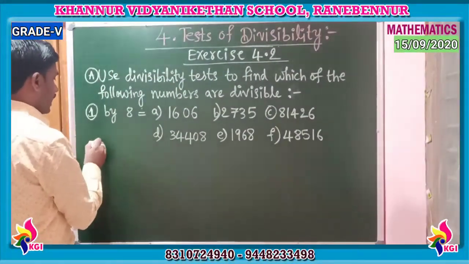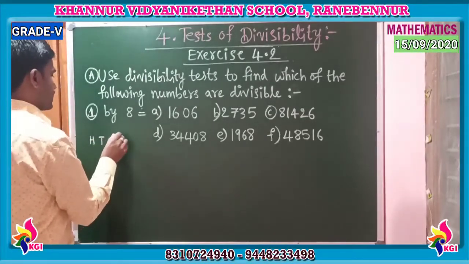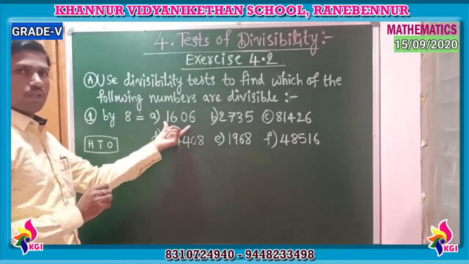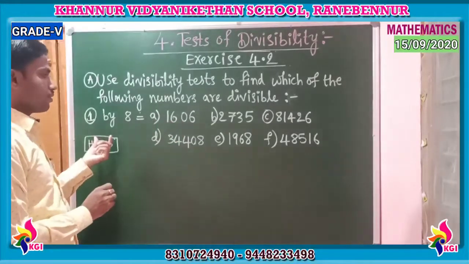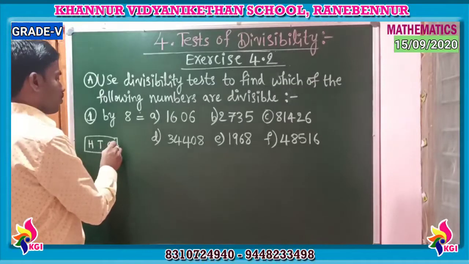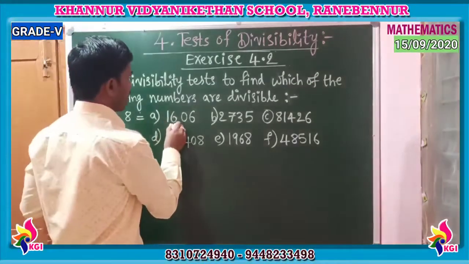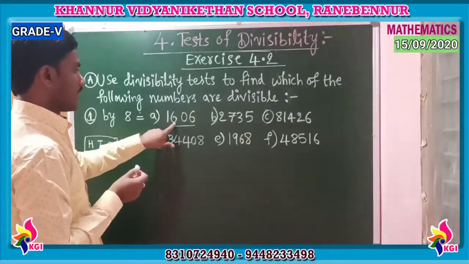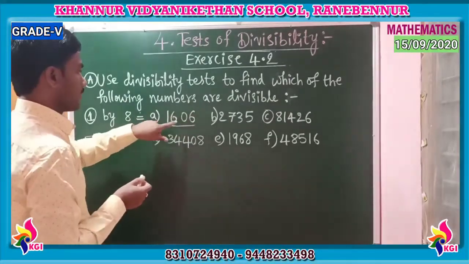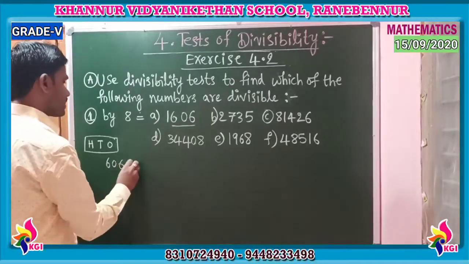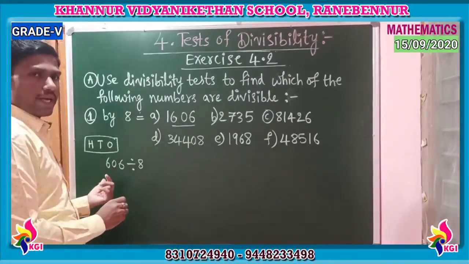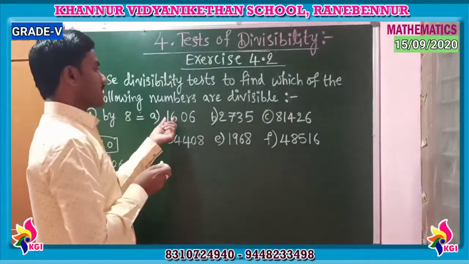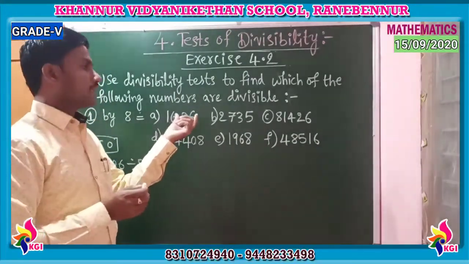A given number is divisible by 8 if the number formed by the last hundreds, tens and ones places is divisible by 8. Now it becomes 606. My dear, is 606 divisible by 8? No. So the given number 1606 is also not divisible by 8.